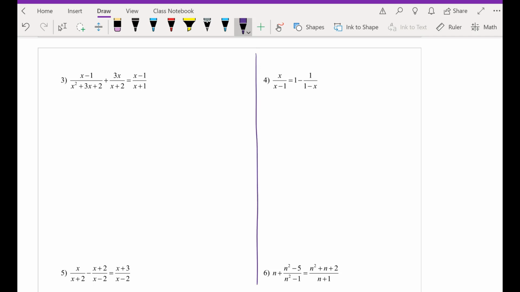Example 3, remember we did example 1 and 2 in class already. So if you were absent, please find the video on YouTube and take notes on your own. So remember step 1, we have to factor, find common denominator and restriction.